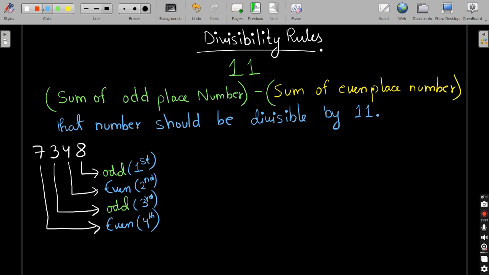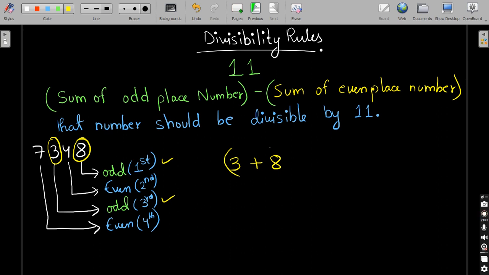Now as per the formula, let us start solving it. So what is the formula? Sum of the odd places. So how many odd places are there? It is given 3 plus 8. The odd place numbers are 3 and 8, as you are able to see here. This is odd and odd.